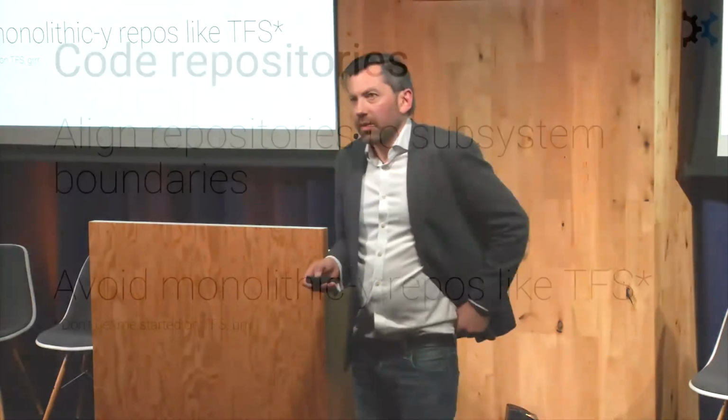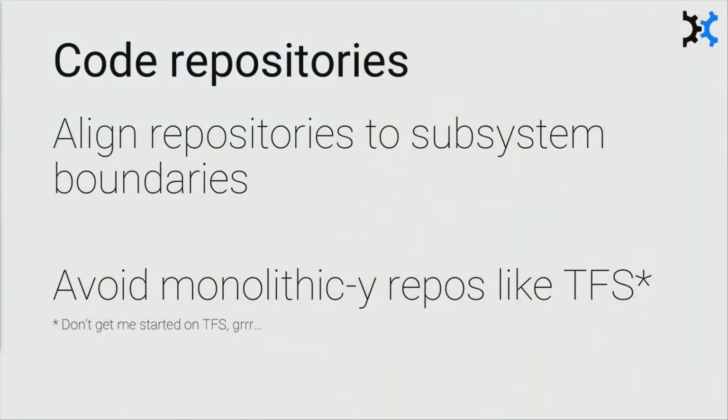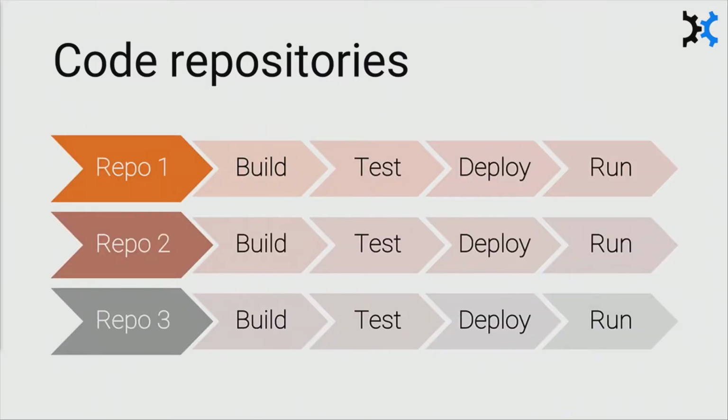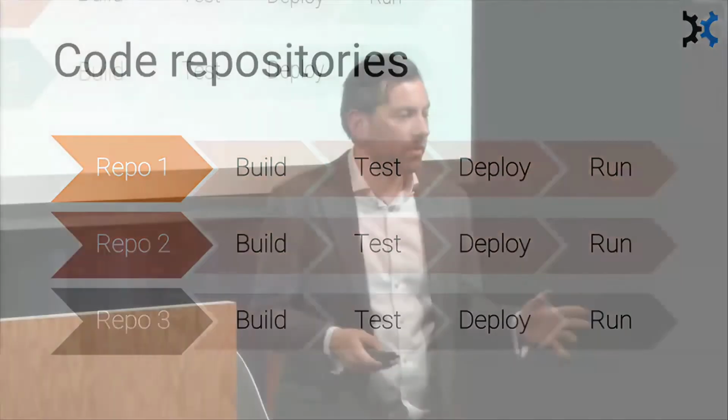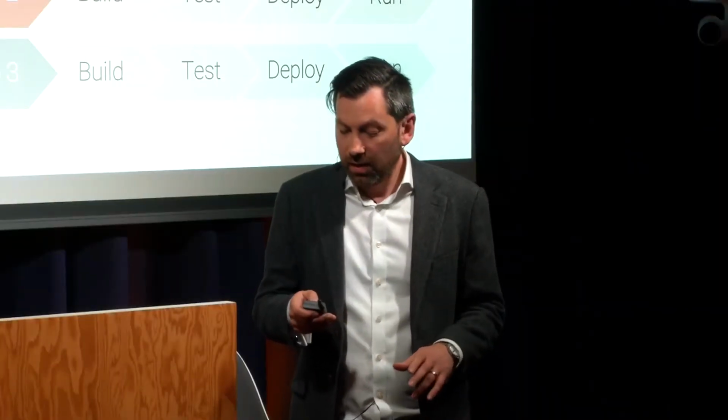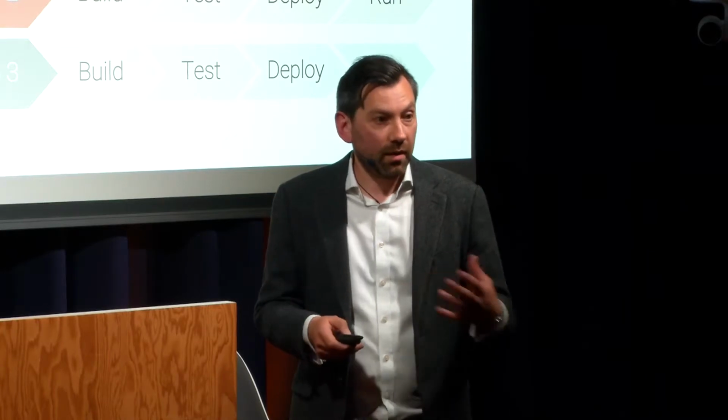But here's some important stuff. Generally speaking, align code repositories to system boundaries. So if we've got some deployable things, if we're going to deploy and run it, it should probably be in its own repository. You might be able to get away without, but generally speaking, it's probably best to start off with it in its own repository.